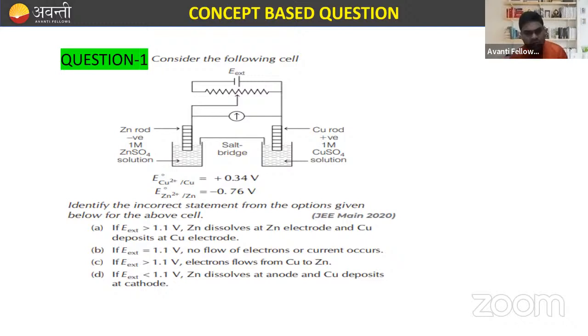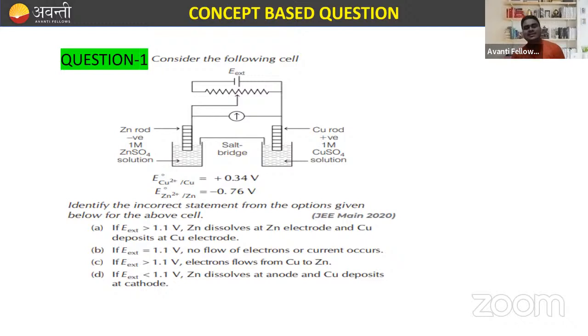If E external is equal to 1.1 volt, then no flow of electrons or current occurs. So this is absolutely correct. And if E external is greater than 1.1 volt, then electrons flow from copper to zinc. Is it true? When E external is greater than 1.1 volt, then obviously electrons flow from copper to zinc, right? This is also correct. When E external is less than 1.1 volt, then zinc dissolves at the anode and copper is deposited at the cathode.